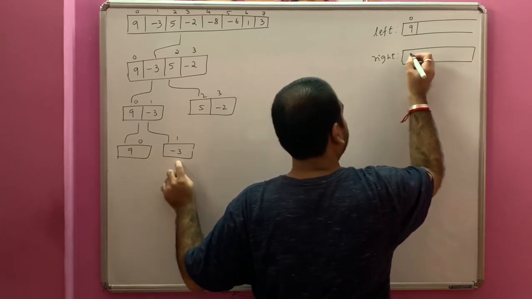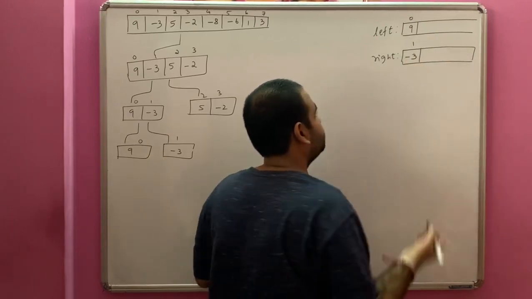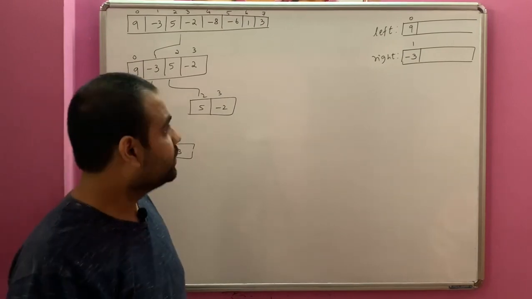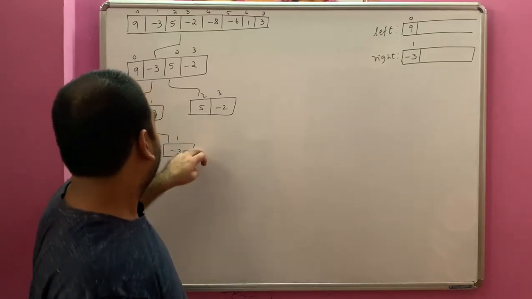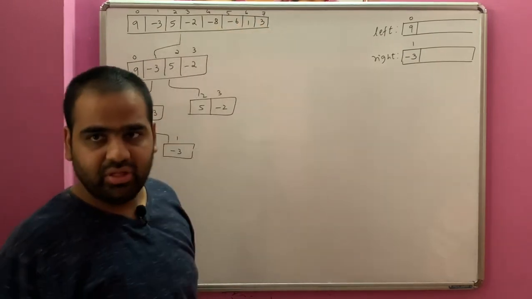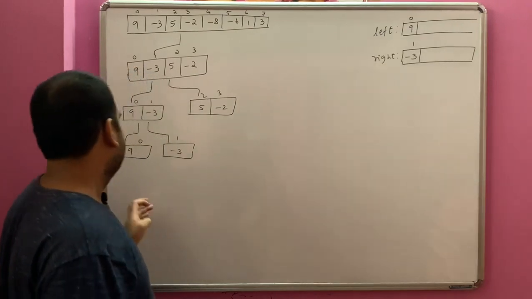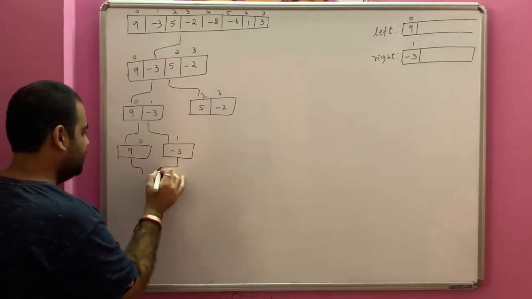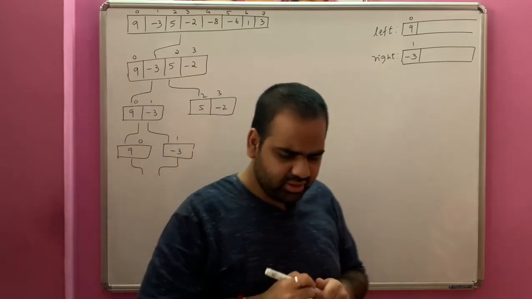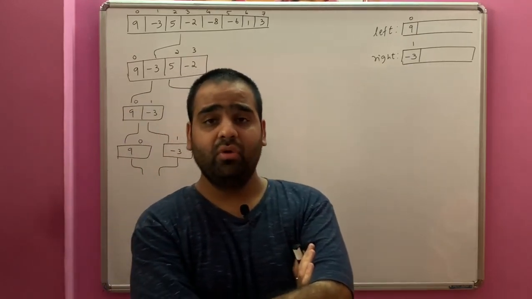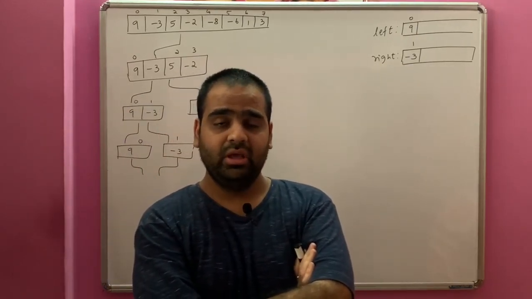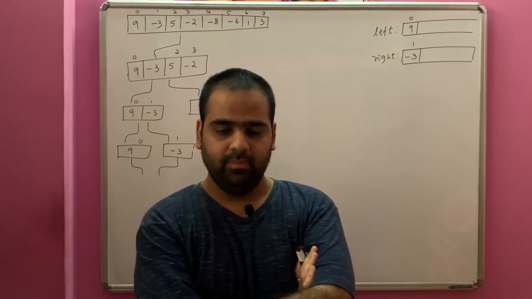What is it? Minus 3. This is 1. Fair enough. Now you have to write the answer in the given array itself. Okay, we have to merge it. Now while merging, what is the thing that we want to do? We want to segregate the negative numbers and the positive numbers.